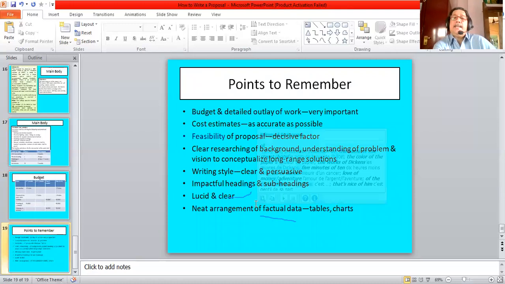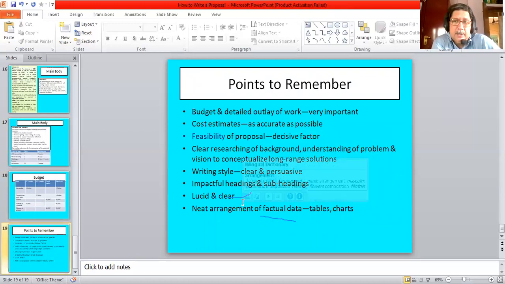So this is a sample of a proposal for building a new students' canteen in a college which badly needs the canteen. I have tried to show you how this proposal is planned and written out. I'm sure you can write proposals of your own in a similar manner. Now, please do keep in mind that the budget and the detailed outlay of the work is most important, and cost estimates should be as accurate as possible.